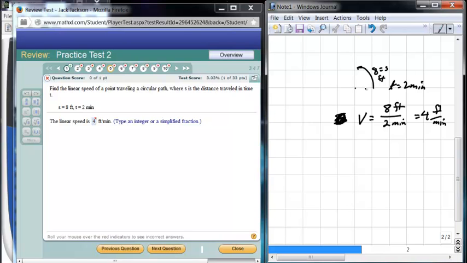Now if we wanted to find the angular speed, we need to know the radius. So let me just throw something else in here. Suppose the radius is 2. What would be the angular speed? Okay, the angular speed omega.